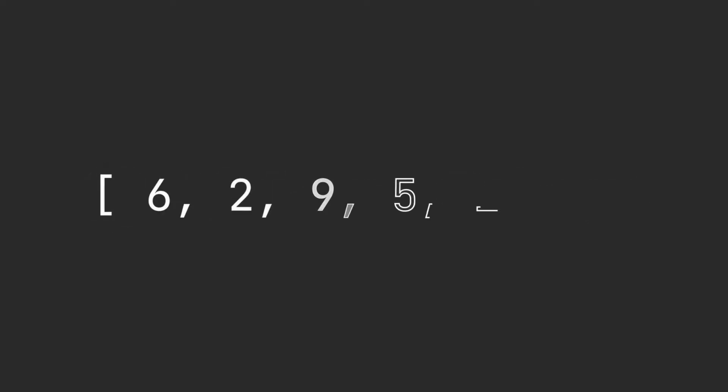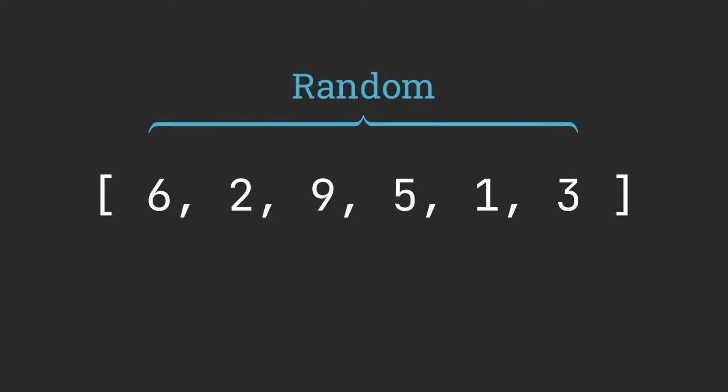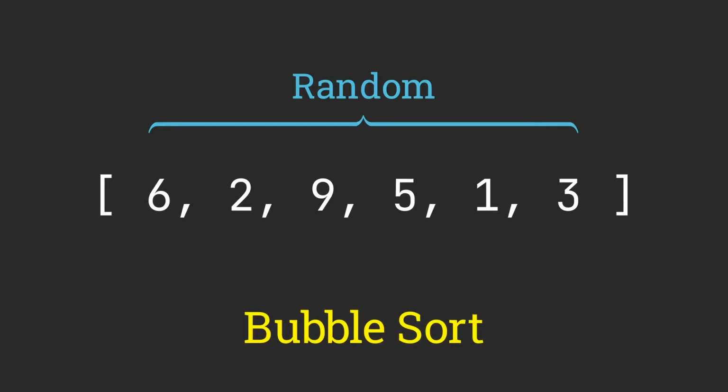Okay, let's say you were given a list of numbers in random order and you had to rearrange them so that they are sorted from smallest to largest. Which approach would you take? One of the simplest sort algorithms is called bubble sort, although it's certainly not the most efficient.